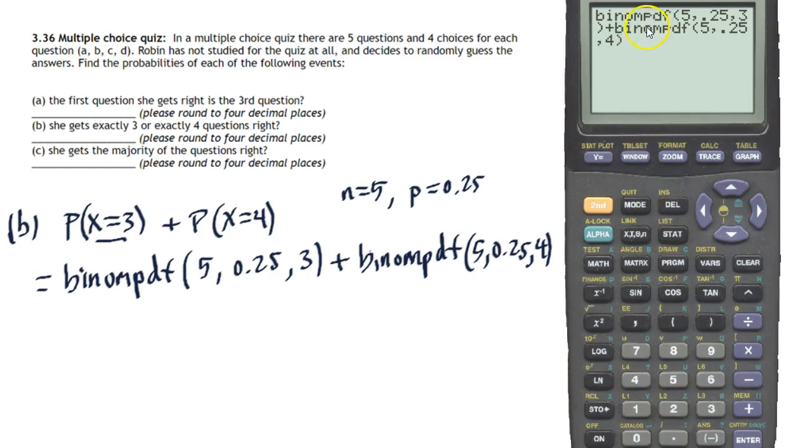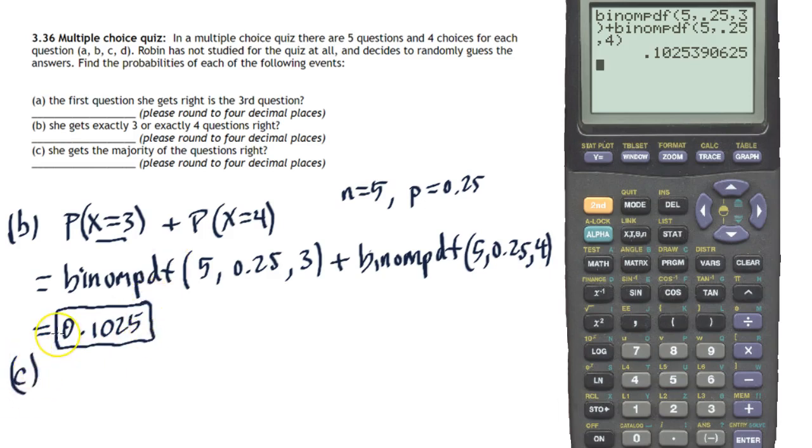So the probability of getting 3 plus the probability of getting 4 gives us 0.1025. Make sure you round correctly. It mentions rounding to 4 decimals on this problem. So this is equal to 0.102, and then you'd round the last digit up to 5.